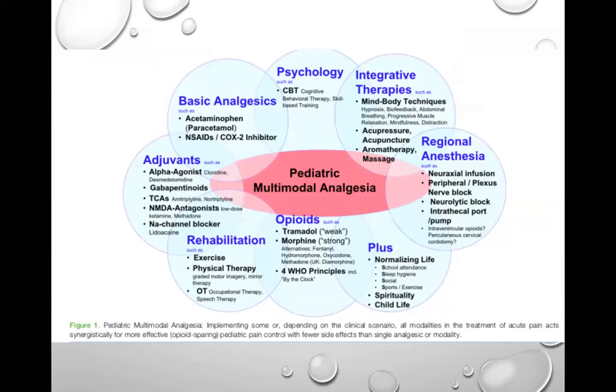They work synergistically, not only the pharmacological treatment, but plus the non-pharmacological interventions that can be used, like rehabilitation, psychology, cognitive behavioral therapy, skill-based training, and integrative therapies, where you can have acupressure, acupuncture, aromatherapy, regional anesthesia. Try to bring out a normal life in the children, where you ask them to attend school, sleep hygiene, social involvement, sports, spirituality, and then of course the use of pharmacological medications, basic analgesics, and opioids.